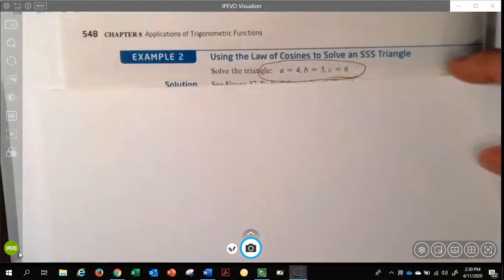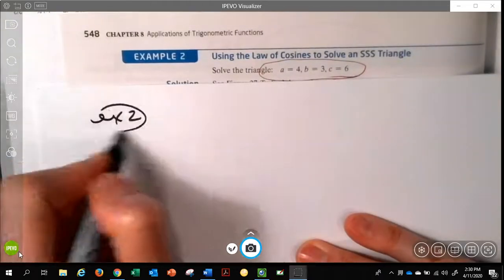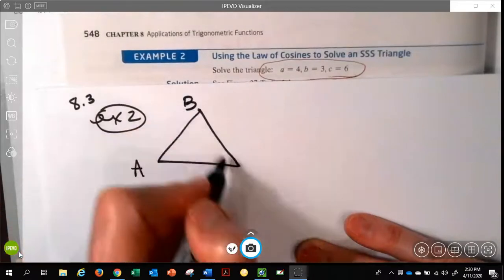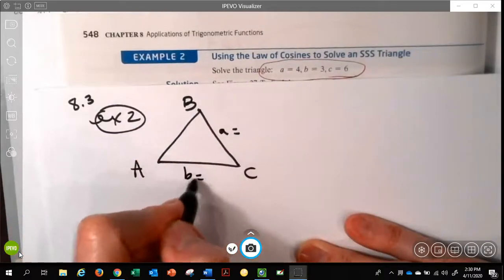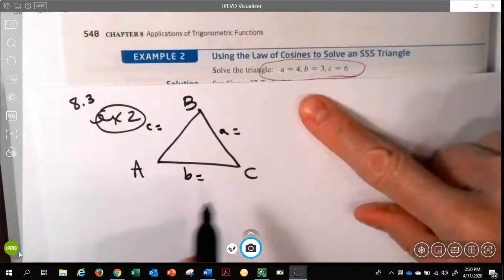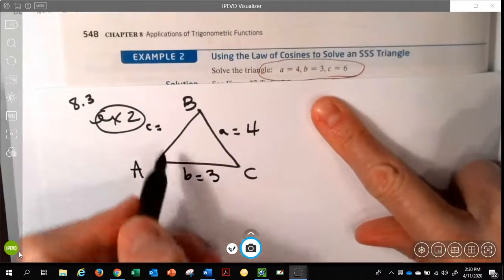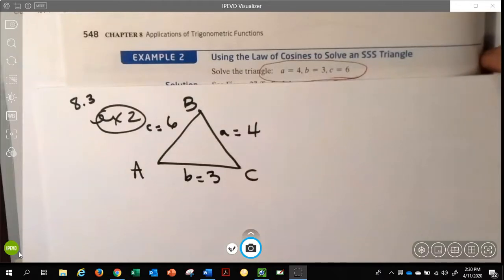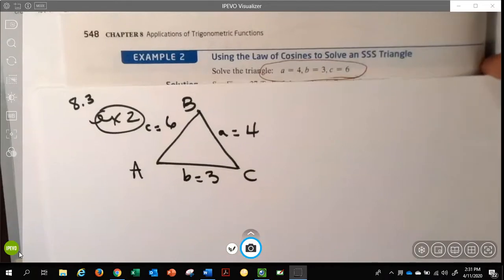So right here, I'm, again, going to draw a not to scale triangle, example two, 8.3. And then I'm going to start filling in the pieces and the parts. It tells me my side A is 4, my side B is 3, and my side C is 6. There's no way I can get ambiguous because these sides are locked in. Same thing on the last one on SAS. They're locked in. There's only one way to draw a third side. No ambiguous case. But when we start playing around with law of sines, we just got to be real careful.